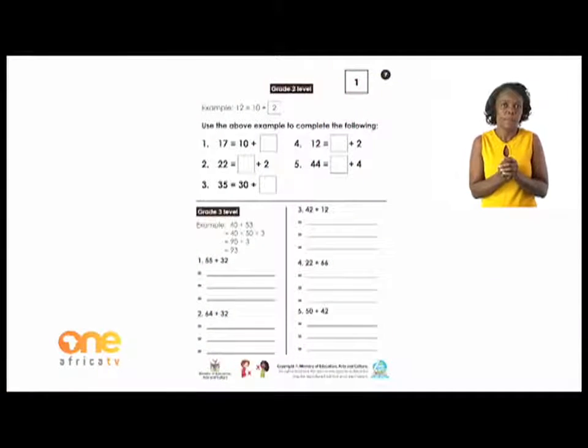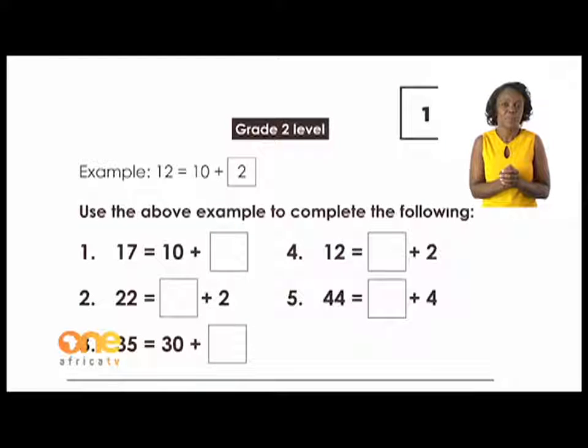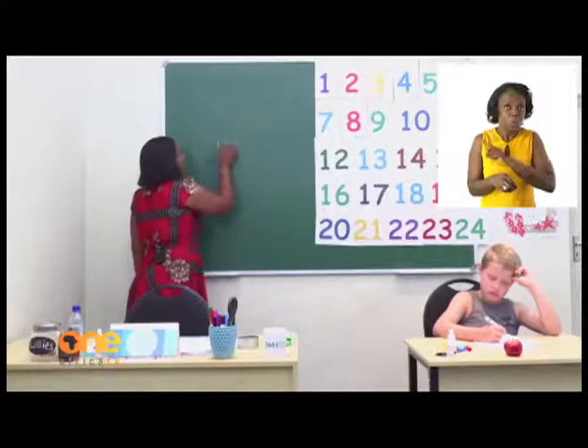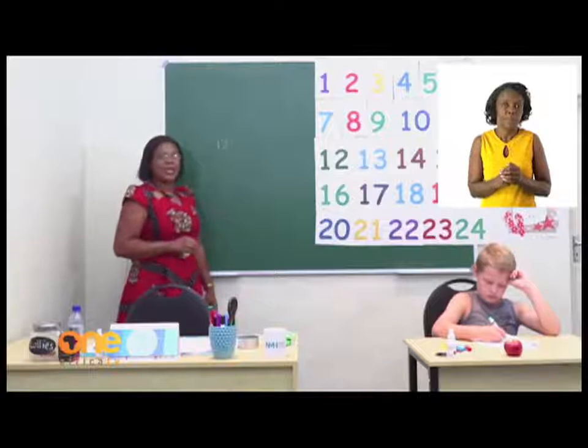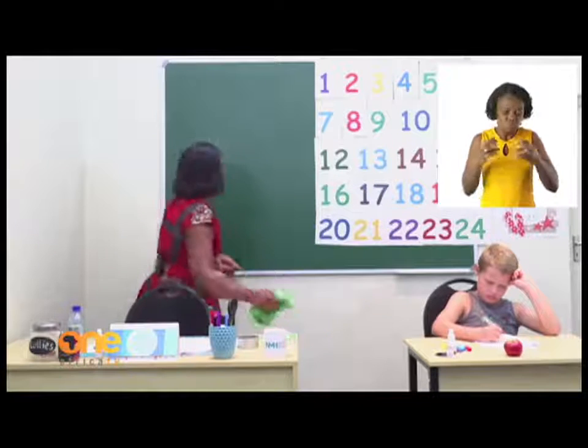Page 7 is a bit of a challenge, but I'm going to explain nicely how you can get to the answer. Let's look at the first example that they have given us. Remember what we have learned about place values. The first example they are giving us is 12, so we are going to break down the number 12.